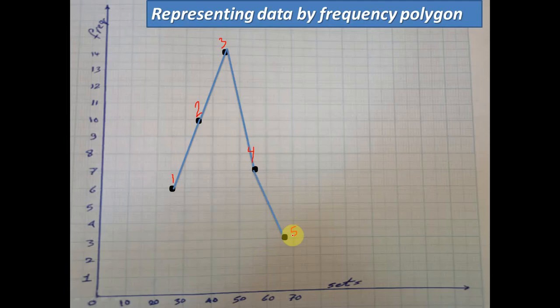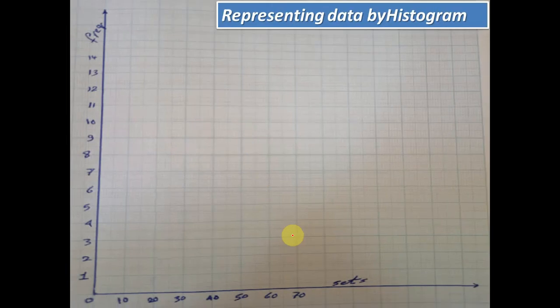We will go to represent the data by histogram. Get another graph and draw this figure and start to draw with me. We put the points in the correct positions: number 1, 20 and 6 exactly, 30 and 10 exactly, 40 and 14 exactly, 50 and 7, and 60 and 3.